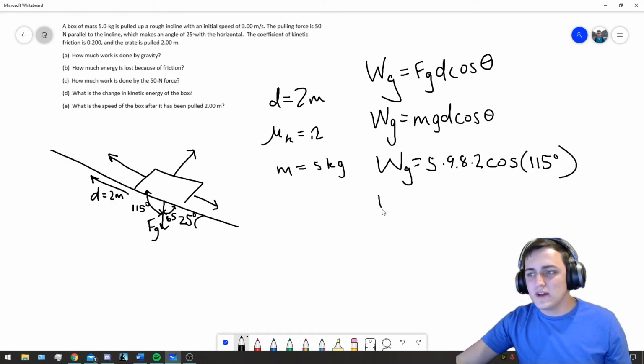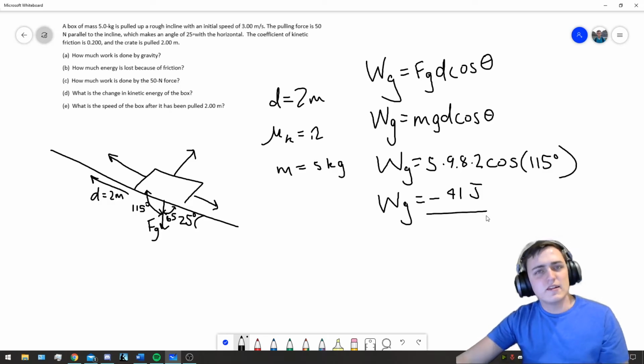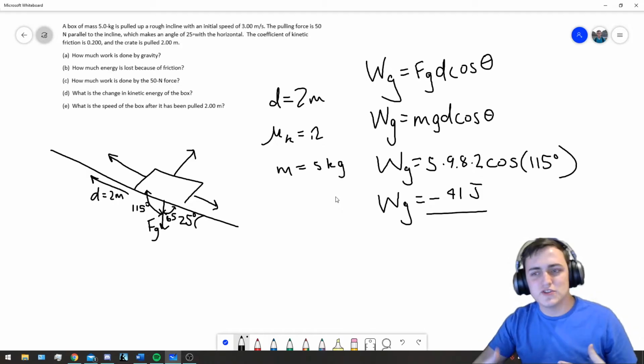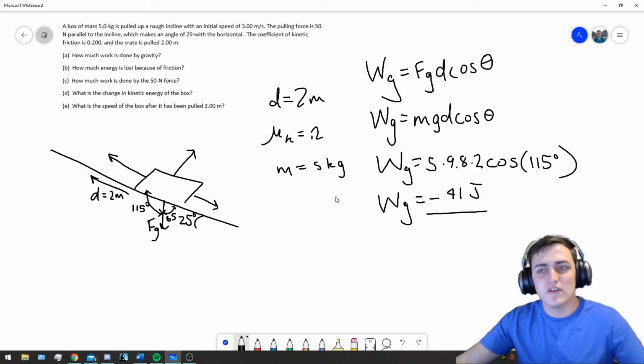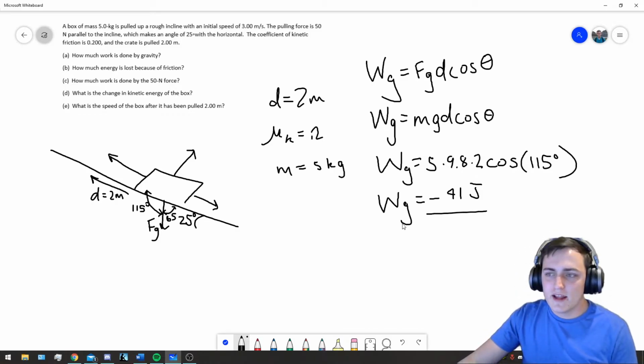And we can plug that into a calculator, and we're going to get negative 41. And the units are joules. And we got a negative, right? Because the work done was negative. Gravity took away some energy. We had to put extra energy in to overcome gravity. We expect the work done by gravity to be negative. So that answers part A.